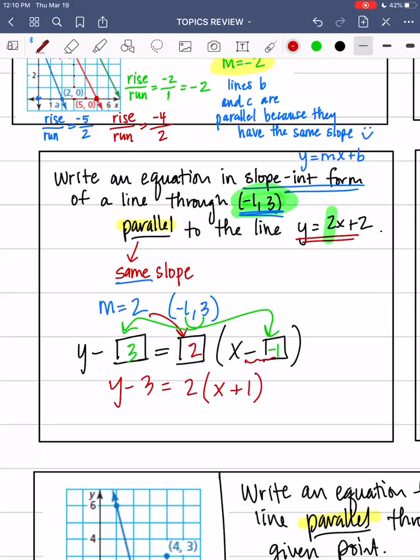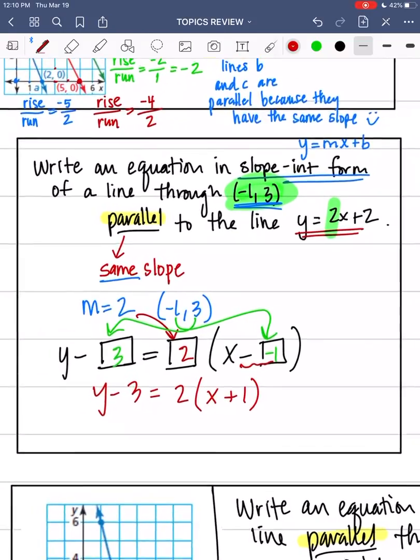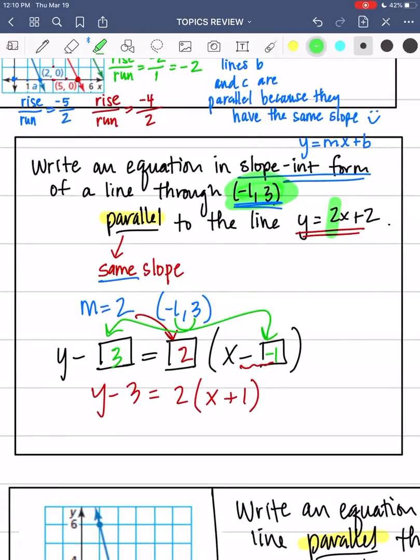Minus negative is a plus. Okay, we're trying to get into slope-intercept form, so we have to get y by itself. First thing we have to do is distribute. So we're going to take this 2 and multiply it in here.